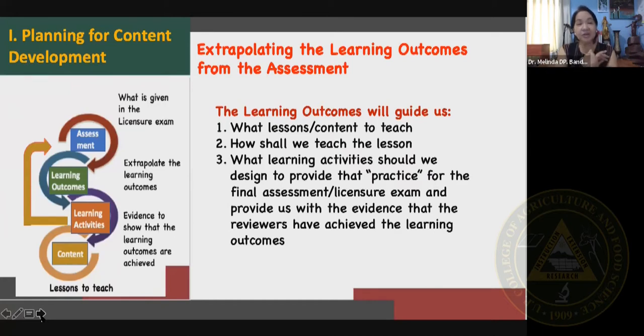So as I have mentioned, the learning outcomes will guide us on what lessons or content to teach. So kung ito yung learning outcomes nila, ano dapat yung ituturo natin? 'Di ba? Anong content? And then paano natin ituturo? Kung ito yung hinihingi sa kanila, paano natin ituturo itong lesson natin para ma-achieve natin yung learning outcomes at masagot ng ating mga reviewees yung mga tanong sa licensure exam. Okay? So very important yan.